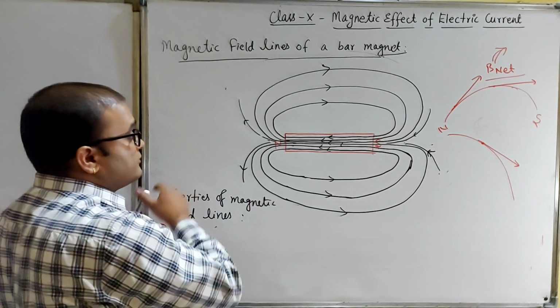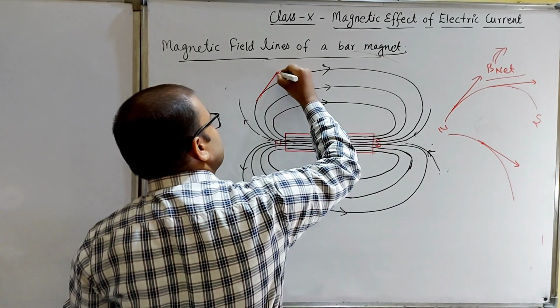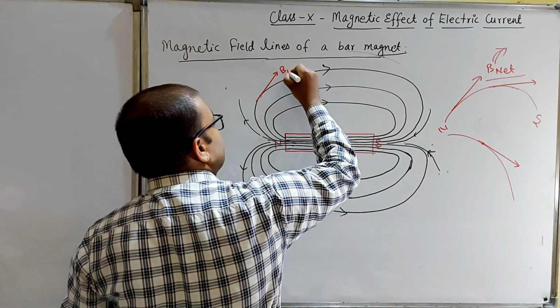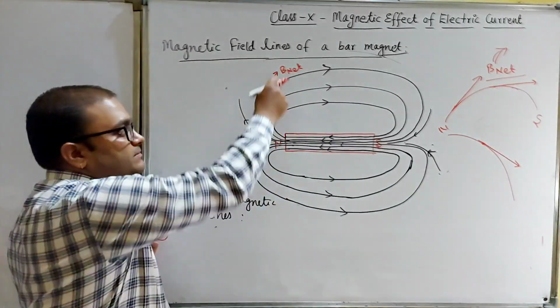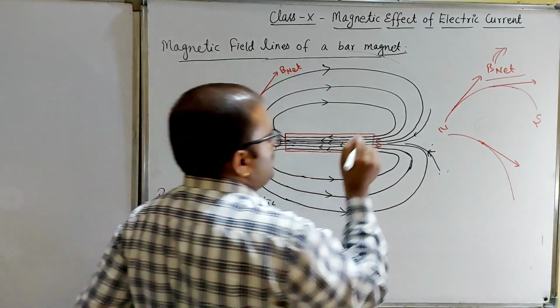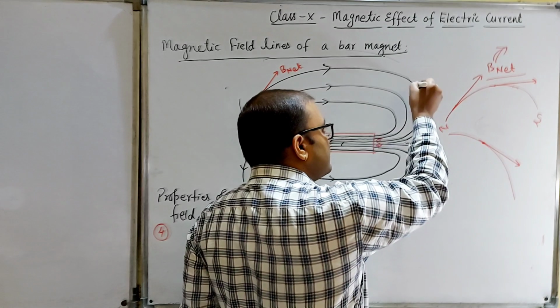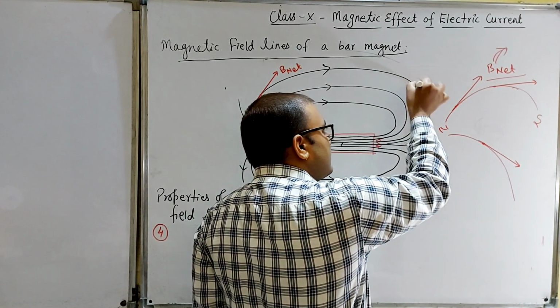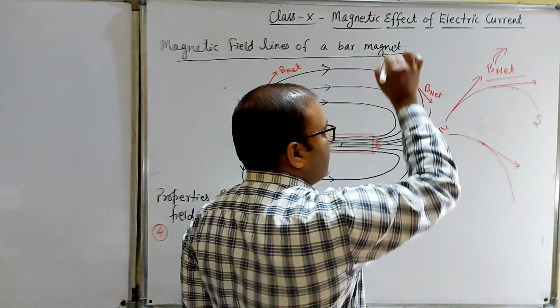Suppose I draw a tangent here. So here the tangent will be like this. So this will be the direction of B net. B means magnetic field, represented by the capital letter B. Suppose I want to know the direction of the net magnetic field at this point. So I will draw the tangent here, then this will be the direction of the net magnetic field.